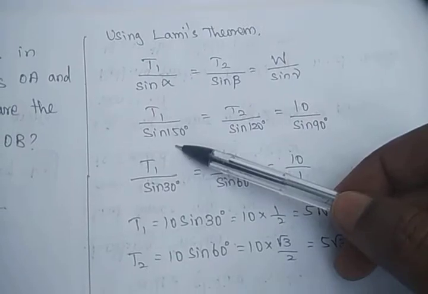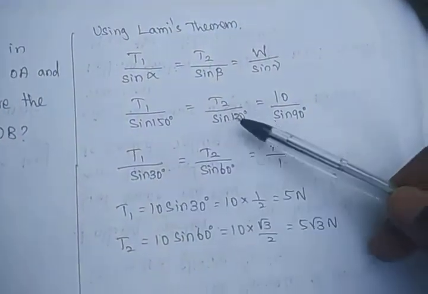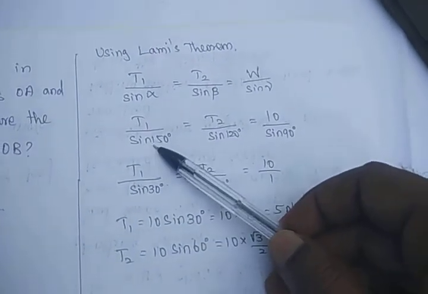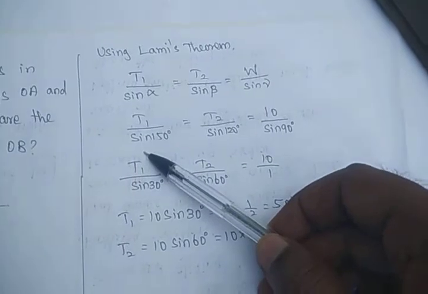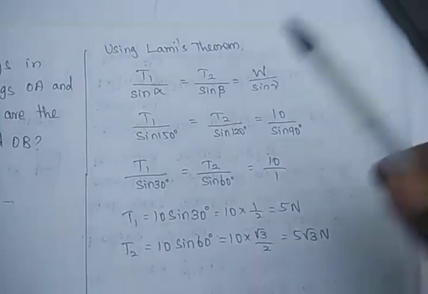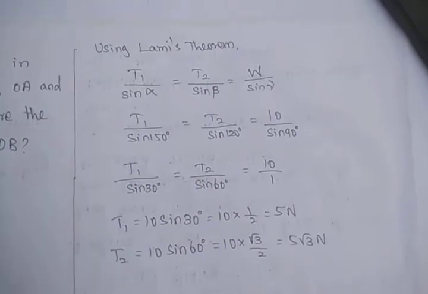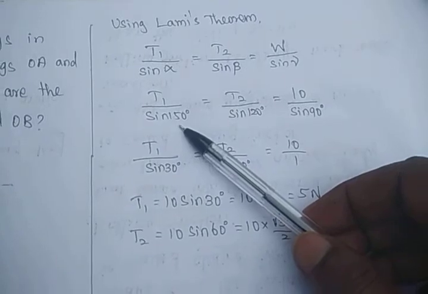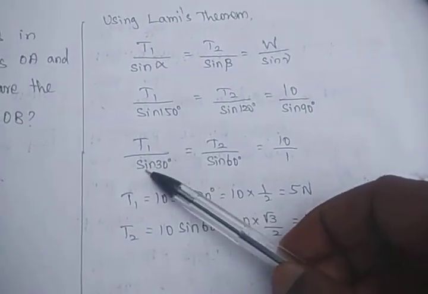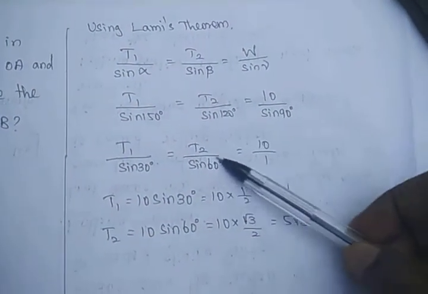So T1 by sin 90 is equal. So you convert sin 150 is equal to sin 30 and sin 120 degrees is equal to sin 60. Sorry, that is sin 90 plus 60 degrees, we get, yes or no? Sin 90 plus 60 degrees, or we can take sin of 180 minus theta. Sin of 180 minus theta is 30 degrees, so we can take sin 30 degrees. Here sin of 90 plus 60 degrees is sin 60 degrees.